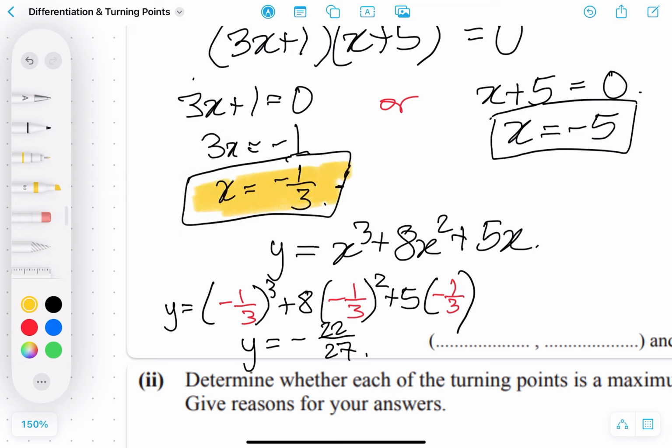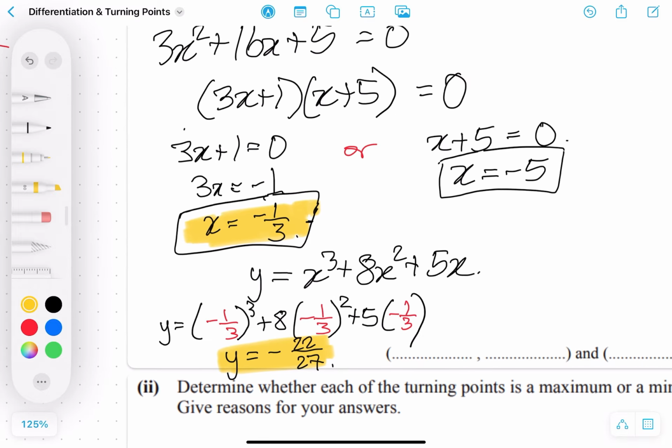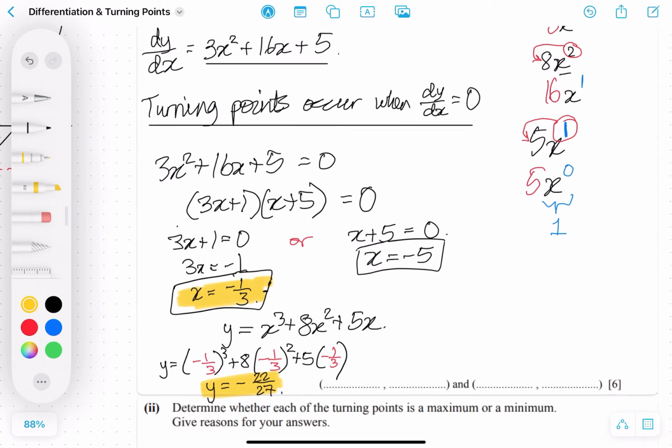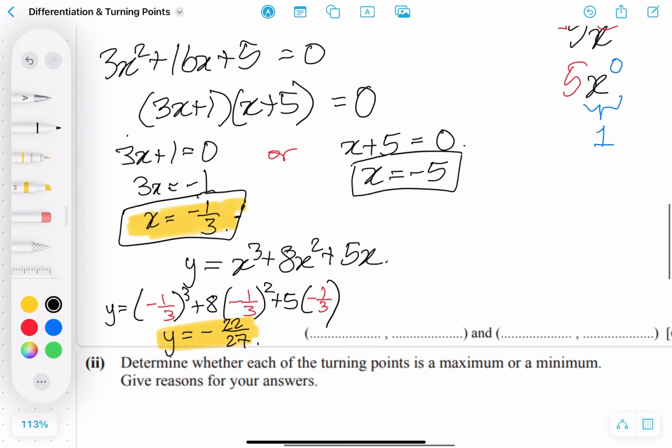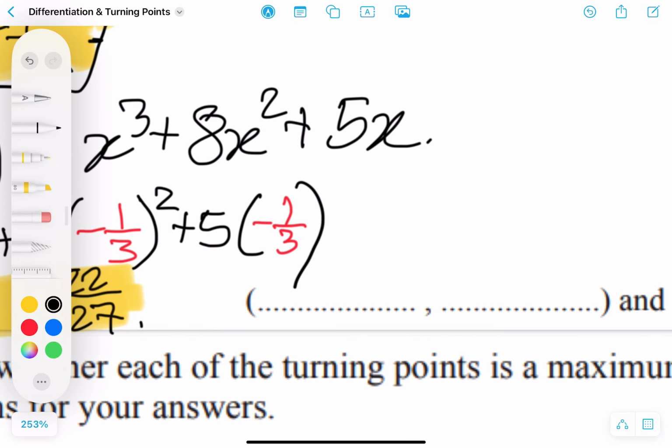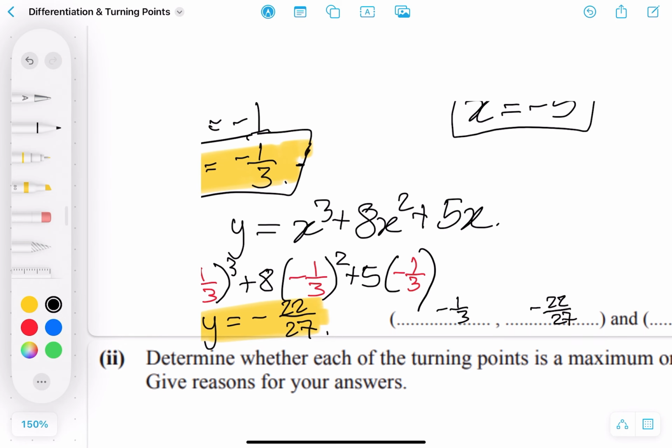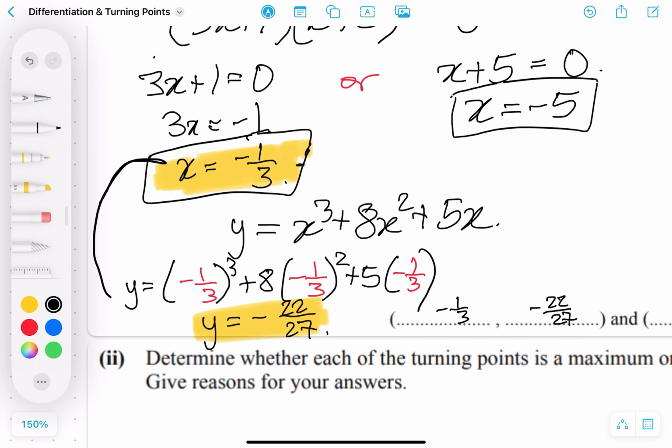X is equal to negative 1/3 and y is equal to negative 22 over 27. That's the first turning point that we found. So we can put that in as our first answer. Negative 1 over 3 and negative 22 over 27. That's the respective y coordinate for the x coordinate.